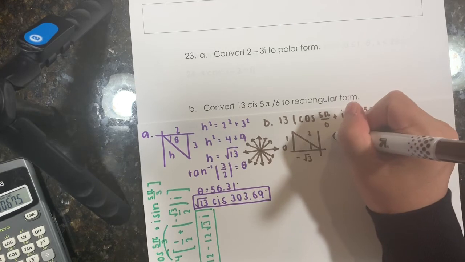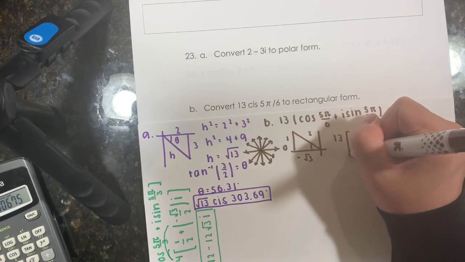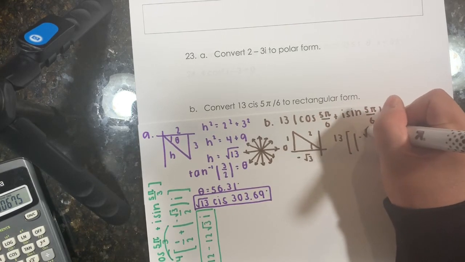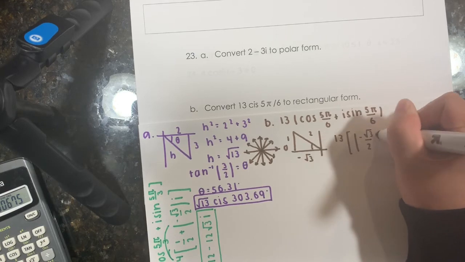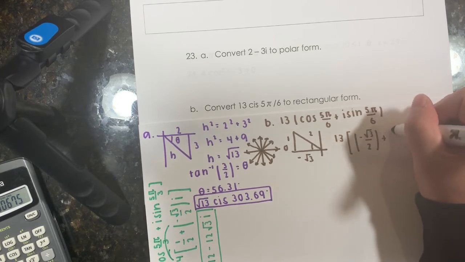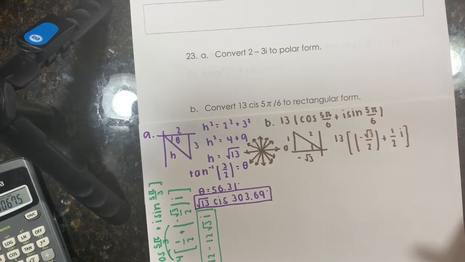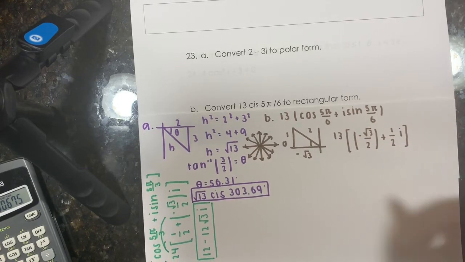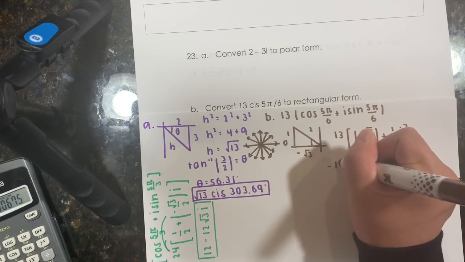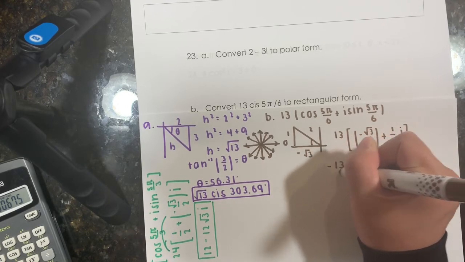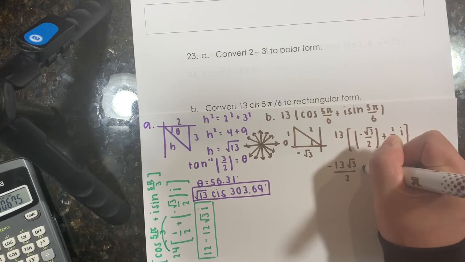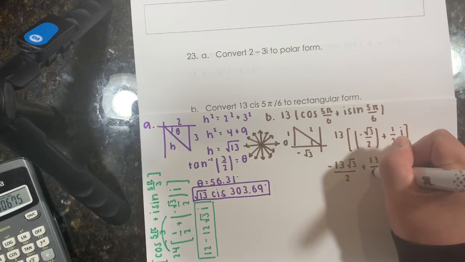Now the cosine of this triangle is going to be negative root 3 over 2. And the sine of this triangle is going to be 1 over 2 i. So when I distribute, it's going to be negative 13 root 3 over 2 plus 13 over 2 i.